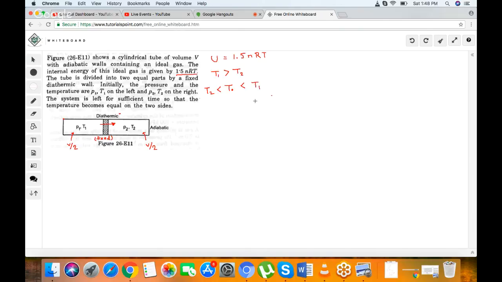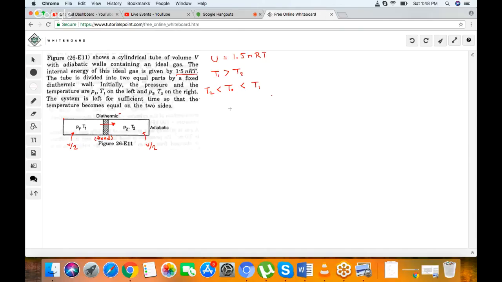Fine. So assume that both the parts of V by 2 volume will reach the temperature T0. Now we need to find what is the value of this temperature. Okay, let us try to see what is happening here.